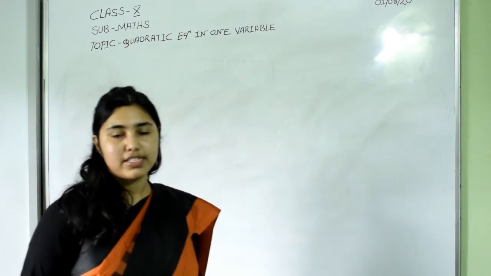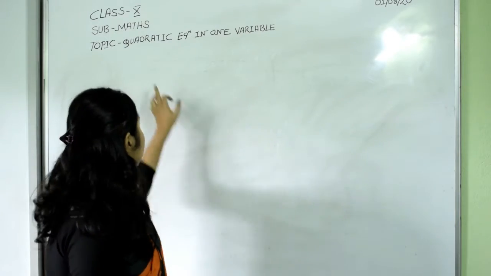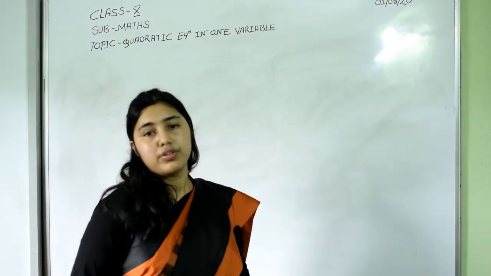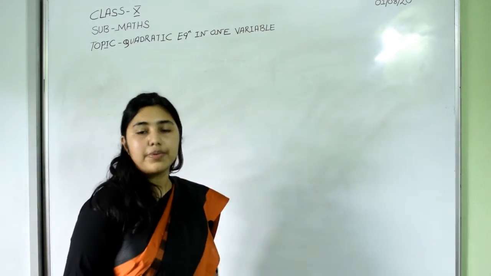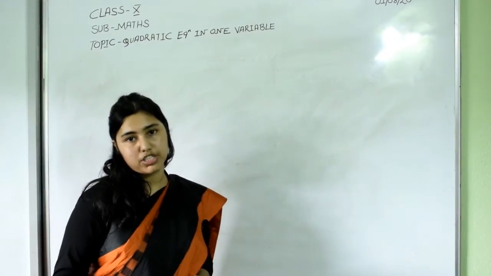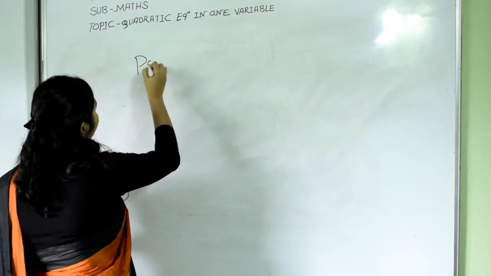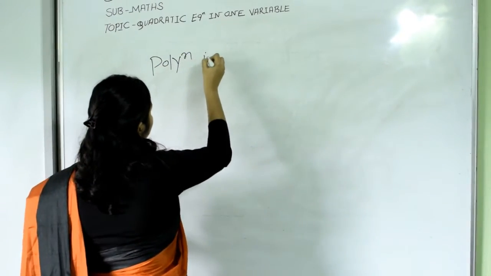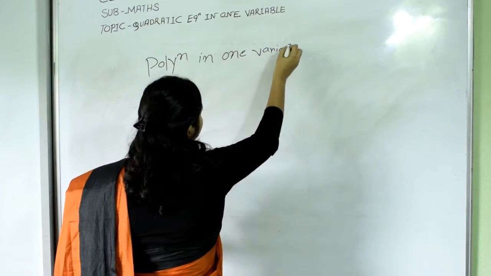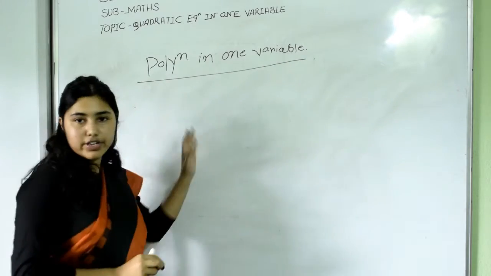Today we will discuss the first chapter of algebra, which is quadratic equation in one variable. In your class 9 we have discussed polynomial equation in one variable. Right? This topic you have already studied.